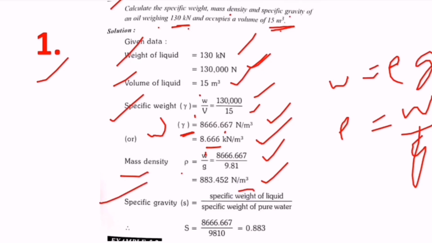Third is specific gravity, which we know is the specific weight of liquid by the specific weight of pure water. Pure water is 9810, and the specific weight of liquid we got as 8666.667. Substituting the values, we get specific gravity S equals 0.883. This is the way of solving the problems: just by remembering the formula and substituting the values, we get the solution.